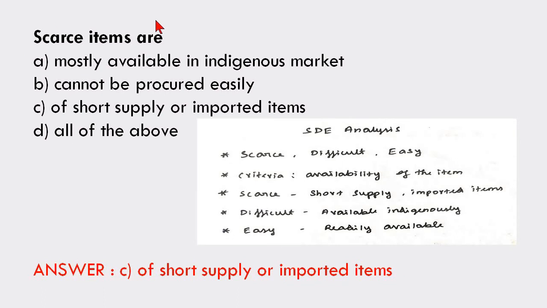So this question comes under SGE analysis. SGE means scarce, difficult, easy. Criteria is what? Availability of the item. So scarce means short supply or imported items. Difficult means available indigenously. Easy means readily available materials. So as per our question, scarce item means short supply or imported items.